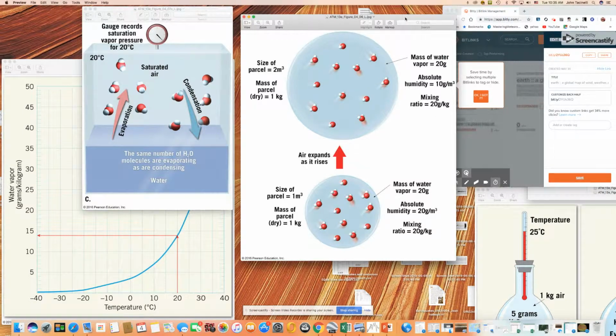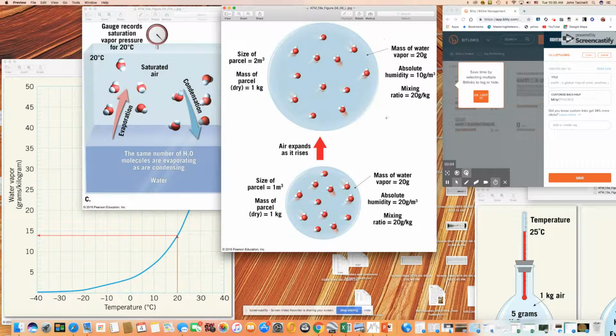Hey, we're looking at humidity today, and there's a bunch of different ways that we can specify what the humidity is of some air. One of the better ways is by using something called the mixing ratio. The mixing ratio is the number of grams of water vapor in a kilogram of air. So it's very specific to a kilogram. If it was grams per cubic meter, that would be absolute humidity.